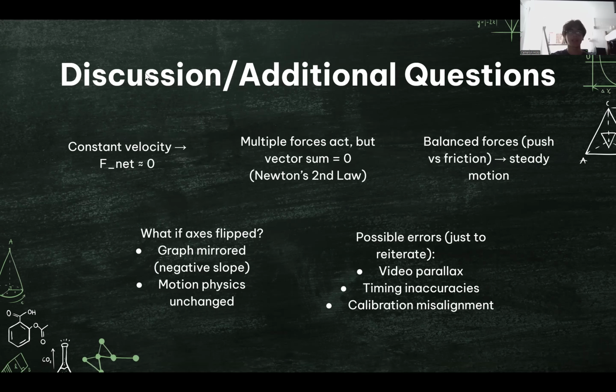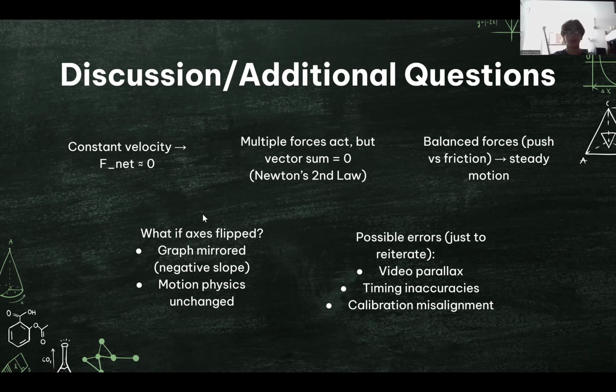And then some discussion and additional questions. We can conclude that constant velocity is the justification for why net force equals zero. And when multiple forces act but the vector sum equals zero, this can be concluded from Newton's second law. And then some basic additional questions.